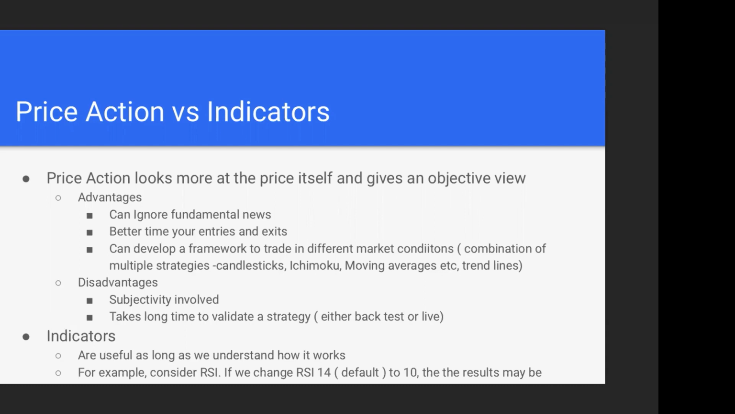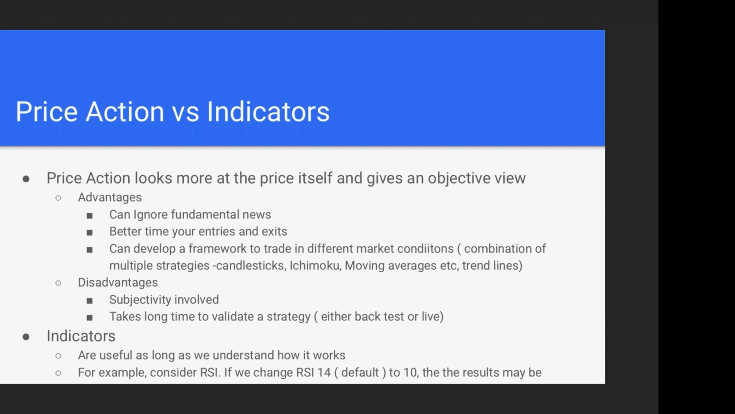Then you can also develop a framework to trade in different market conditions. Remember, we were talking about a combination of multiple strategies. So you can develop a framework around it, and you can automate your trades, or trade more consistently for consistent returns. That is the biggest advantage if you follow price action. But if you follow the news or any other indicators, it is not the case, right?